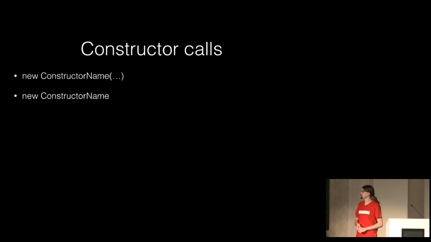Constructor calls. These come in two forms in JavaScript, with parentheses and without. It turns out you don't actually need parentheses in order to call a constructor. It still invokes the method as normal, it just doesn't pass in any arguments. So we have to watch out for both patterns as we're trying to figure out what calls what.